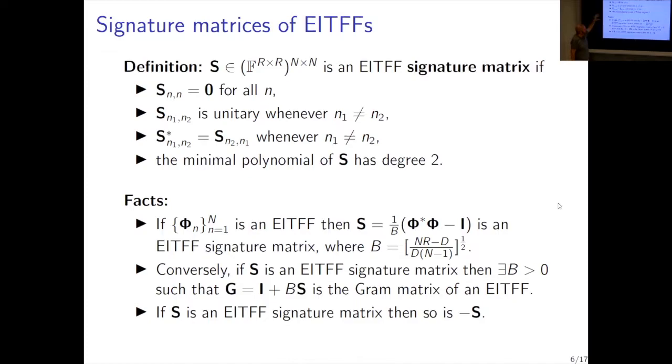If you have one of these guys, there's an if and only if here. If you start with an EITFF and you define a matrix in this fashion, you get a signature matrix from it. But conversely, if you had a signature matrix, you could figure out this scalar B. It depends upon the rank of or the multiplicity of the two eigenvalues of S. But you could basically recover the Gram matrix of an equi-isoclinic type fusion frame from this. So basically, you boil the problem of designing these matrices that are optimal for compressed sensing down to this design problem of making these signature matrices.